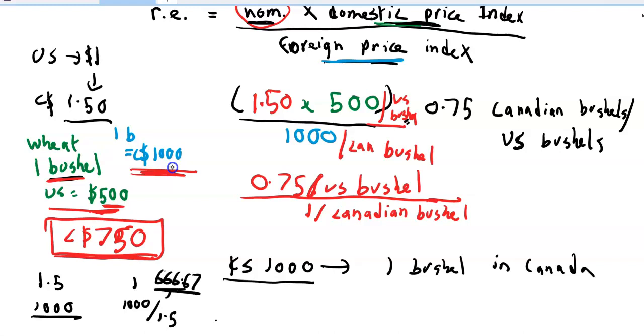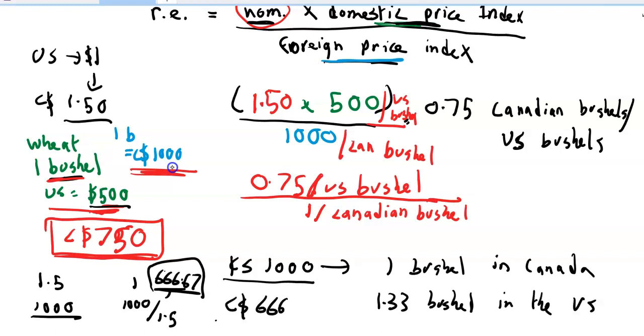Now with this, how much wheat can I buy? Well, 1 bushel of wheat was 500. So with this amount, I can buy more than 1. So I can buy 1.33 bushels in the US. So with 666.67 dollars, I can buy this much wheat in the US. So then if I want to see that real exchange rate, 1 divided by 1.33 gives me 0.75. So therefore, I can get less in Canada than in the US.